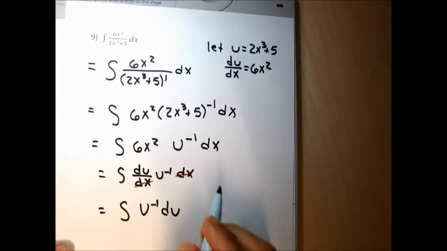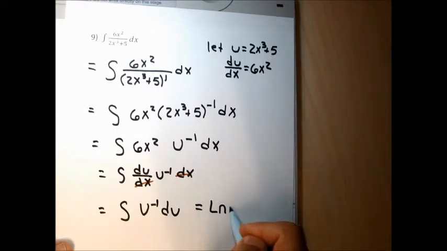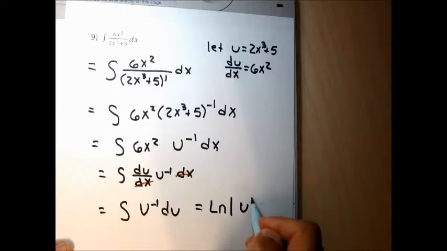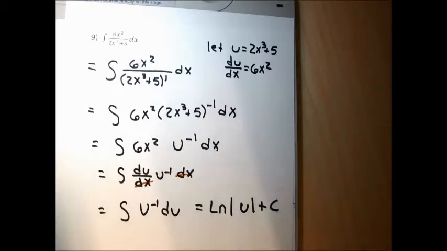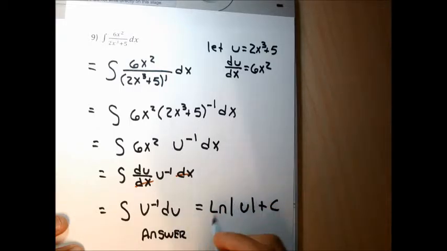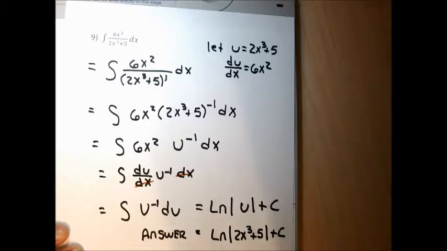And when you have a negative 1 for your exponent, you get the natural log. Technically, you need an absolute value. So the integral is the natural log of the absolute value of u. And for my answer, I'm going to change that u back to the 2x cubed plus 5 that it's equal to. And because I have an absolute value sign, I don't really need a parentheses. The absolute value sign itself is working like a parentheses. Alright. Yeah, it looks perfect.